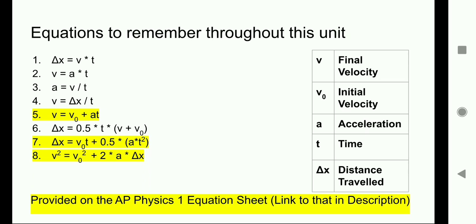And then for the next one, you have final velocity squared is equal to the initial velocity squared plus 2 times the acceleration times distance traveled. Sorry about the background noise.